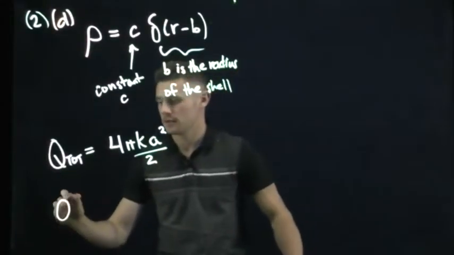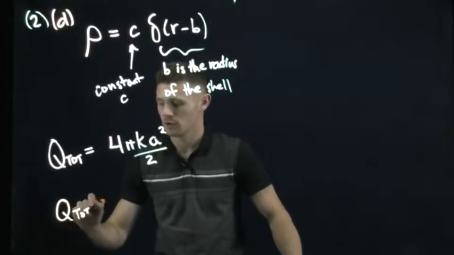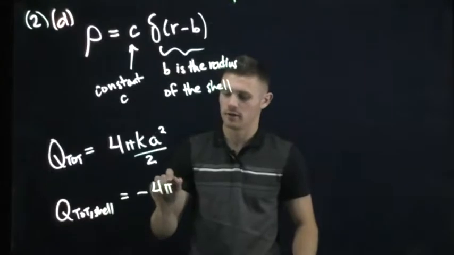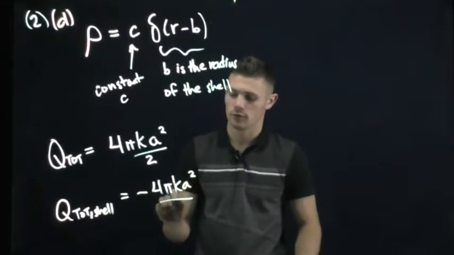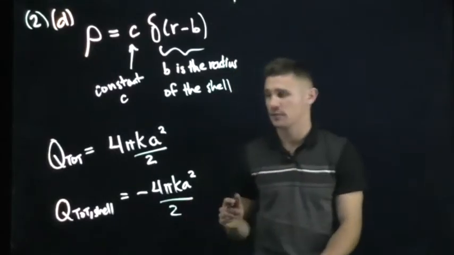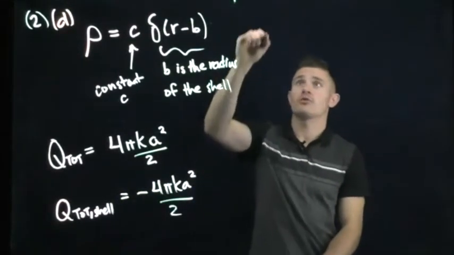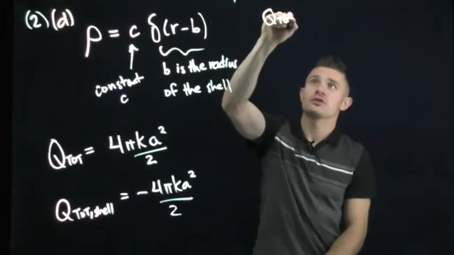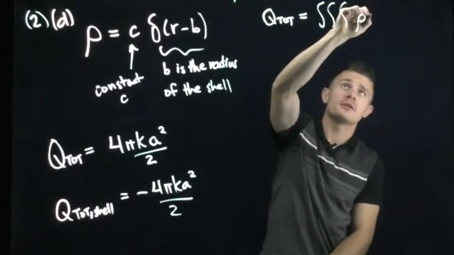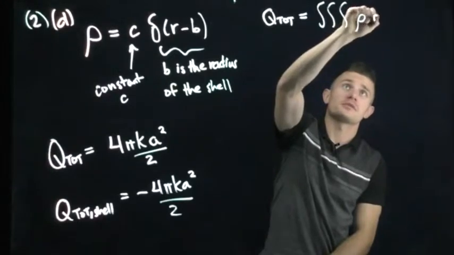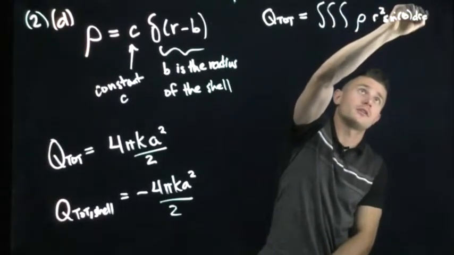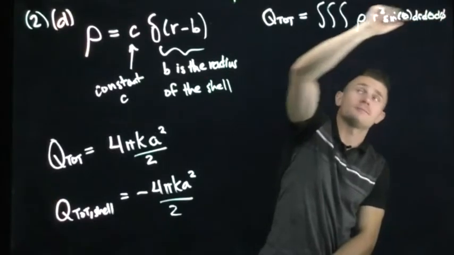That means that the total charge on the shell is equal to negative 4 pi k a squared over 2, equal and opposite to that of the charge inside the shell. So we can now recall that the total charge is equal to the volume integral of the charge density. And then we're going to use spherical coordinates, so r squared sine theta dr d theta d phi.